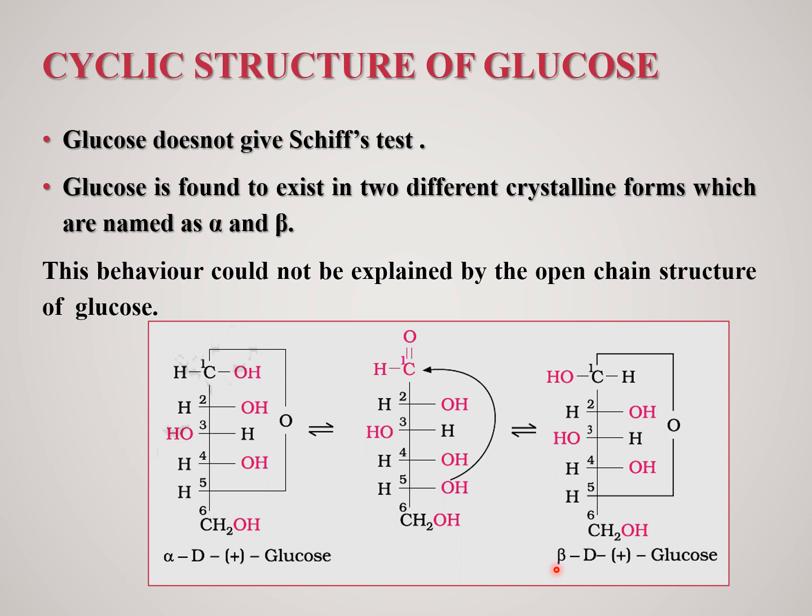Come to the beta. If you are having on carbon number 1, the anomeric carbon, the OH on the left side, then you call the compound and the structure as beta D plus glucose. The meaning of D is a configuration with reference to glyceraldehyde, plus the molecule rotates plane polarized light in a clockwise direction. So alpha-D-glucose and beta-D-glucose can only be seen for the cyclic structure of glucose.